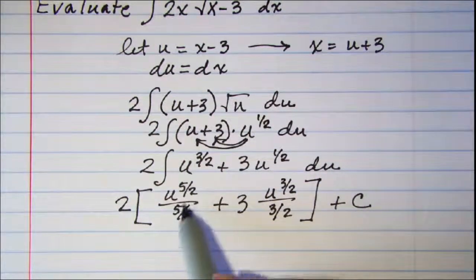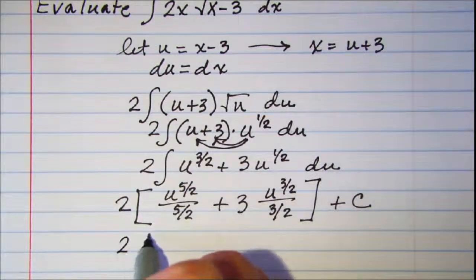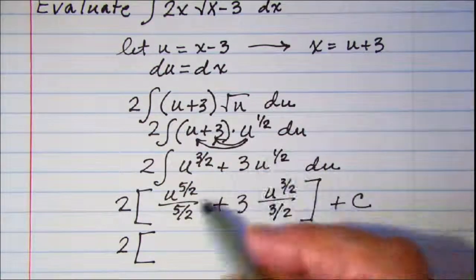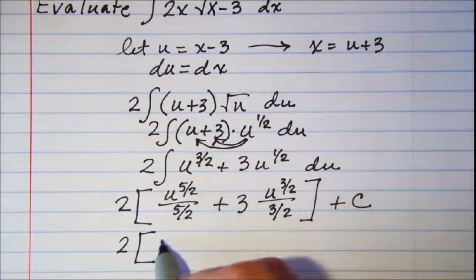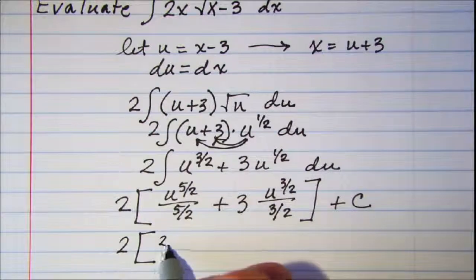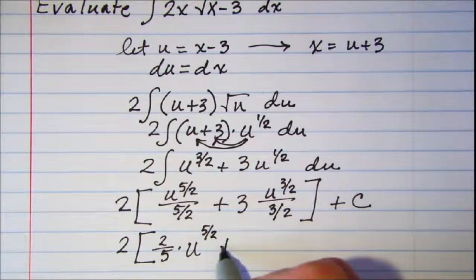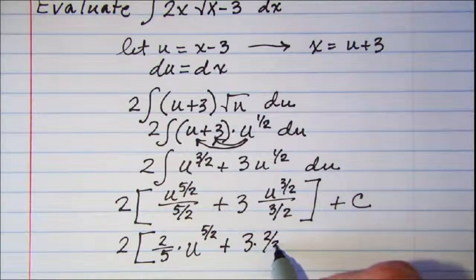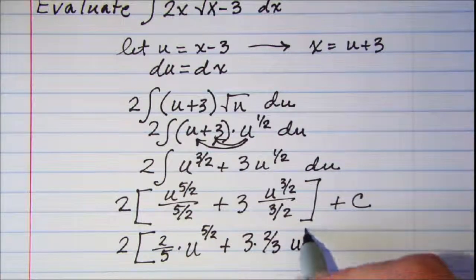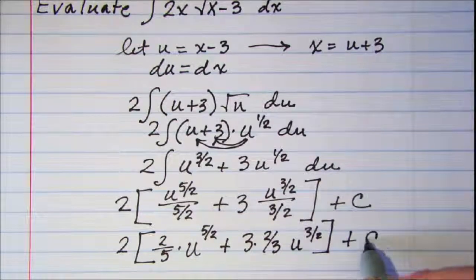Alright, let's simplify these complex fractions. I'll keep my 2 out in front for the time being. This divided by 5/2 is the same as multiplying by 2/5. So I have 2/5 times u to the 5/2 plus 3 times 2/3 u to the 3/2. And then plus my constant.